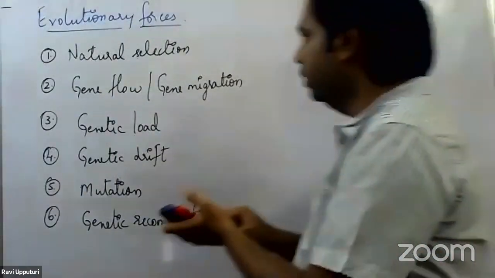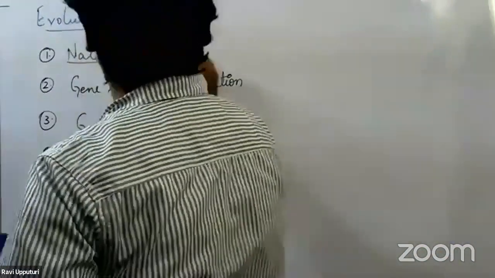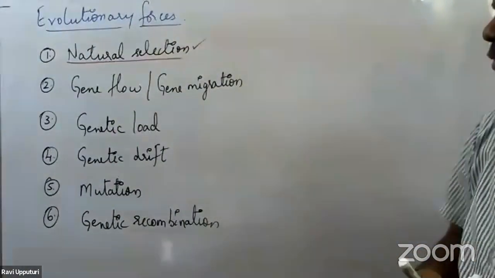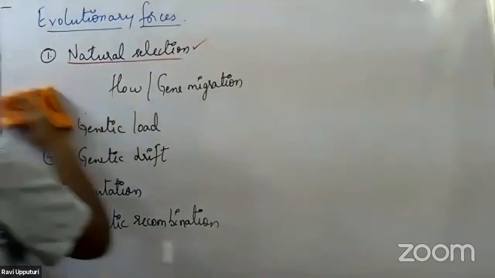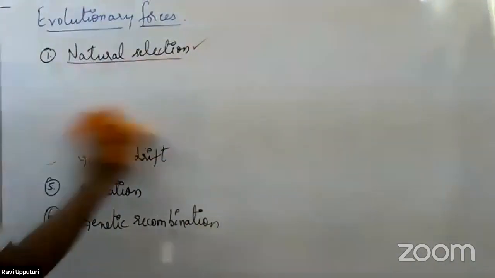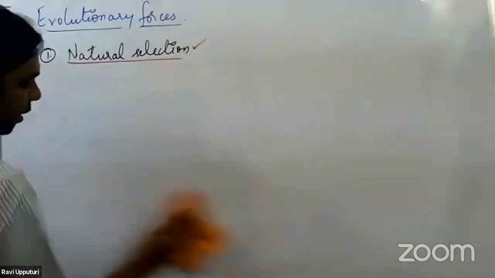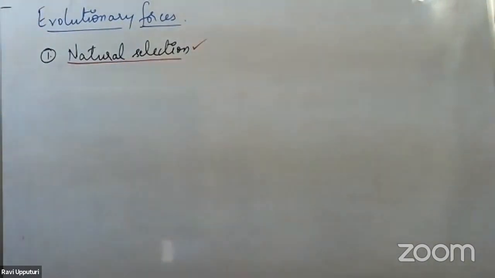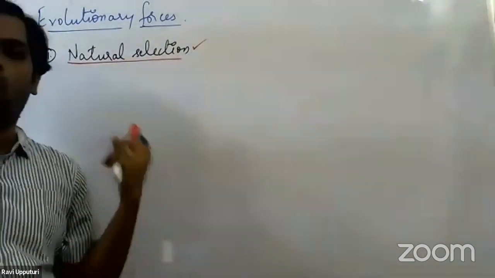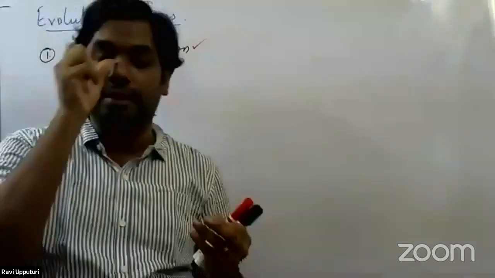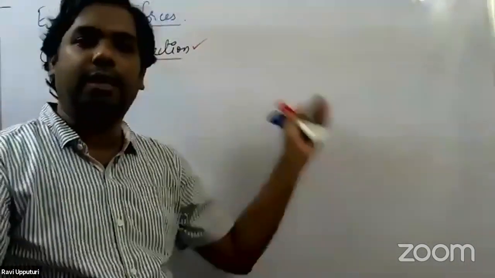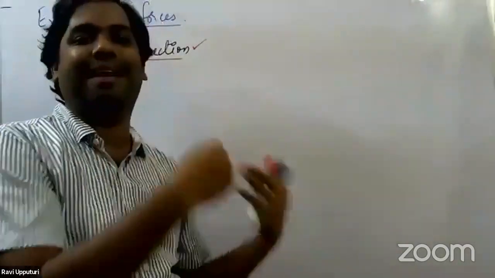So let's begin with the first one, which is called natural selection. We have already studied a lot about natural selection, because when we spoke about Darwin's theory of evolution, we spoke in detail about the process of natural selection. So that's the reason I'm not going to get into much detail. What we'll see here is that there are different types of natural selection, so we'll get directly into them.